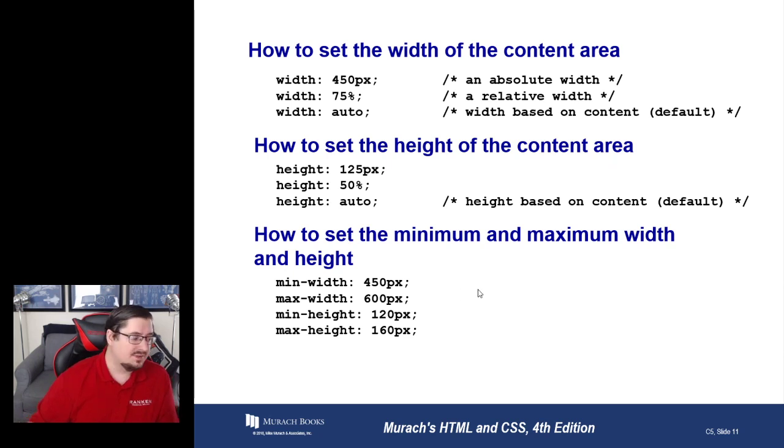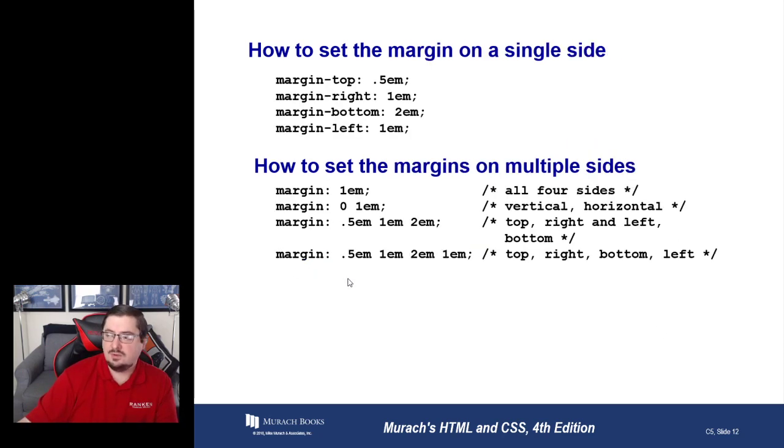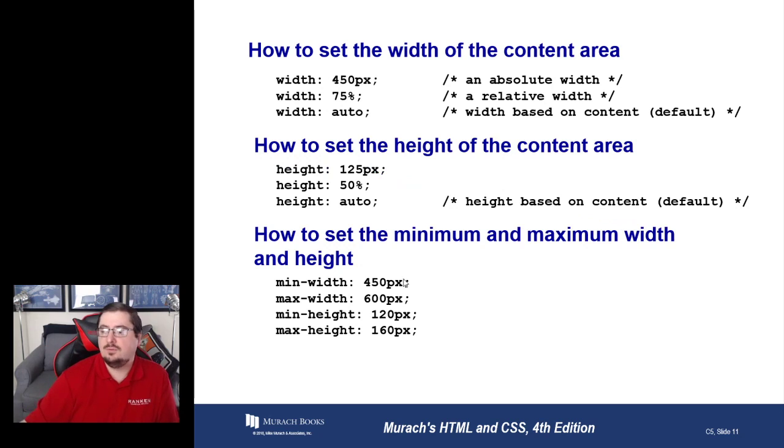Okay. We can also specify minimums and maximums for both the width and the height, and these are super useful, especially for responsive design, where we can say, okay, this thing can't be smaller than this, and it can't be bigger than this. So I can say that the minimum width is, well, it has to be at least 450 pixels wide. And I can say, well, a max is, it can't be bigger than 600. Vice versa with the height, I could say, well, it can't be less than 120, it can't be higher than 160. Now, all of these four settings don't specifically say that it has to be that value. It just says it has to be bigger or smaller than that value.